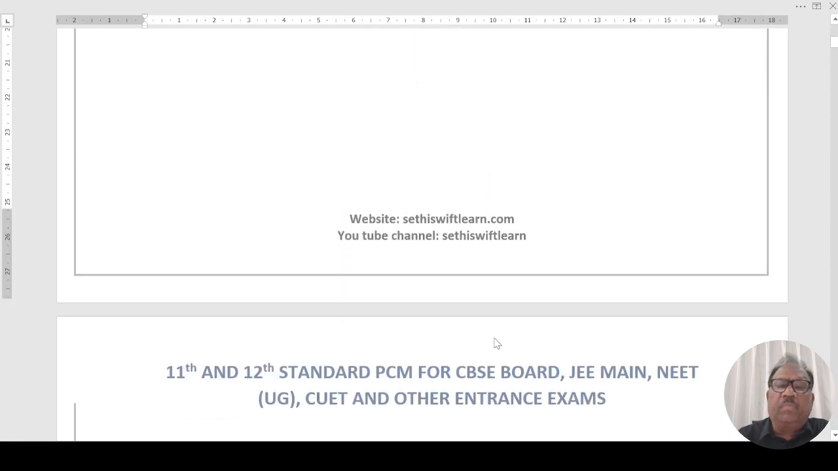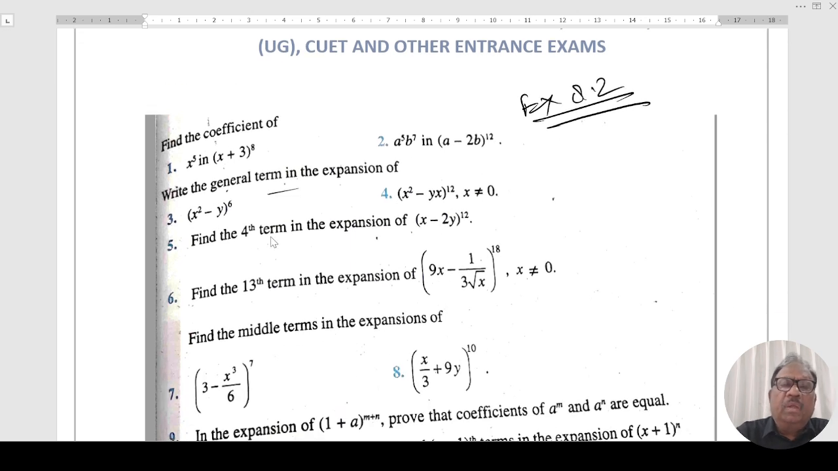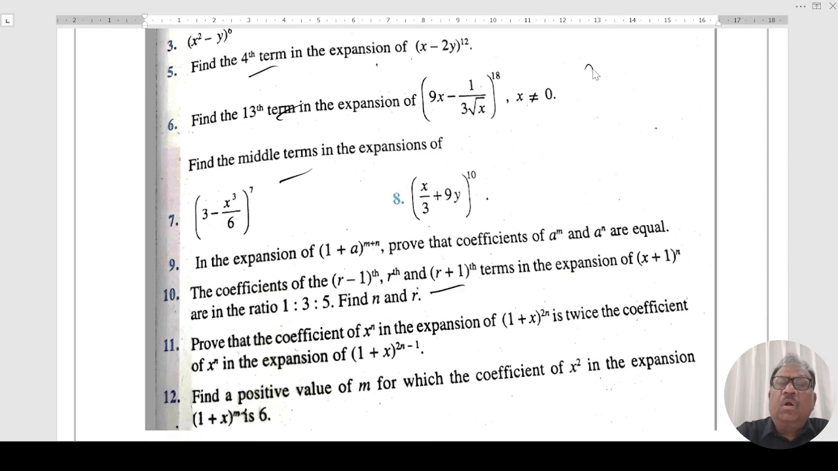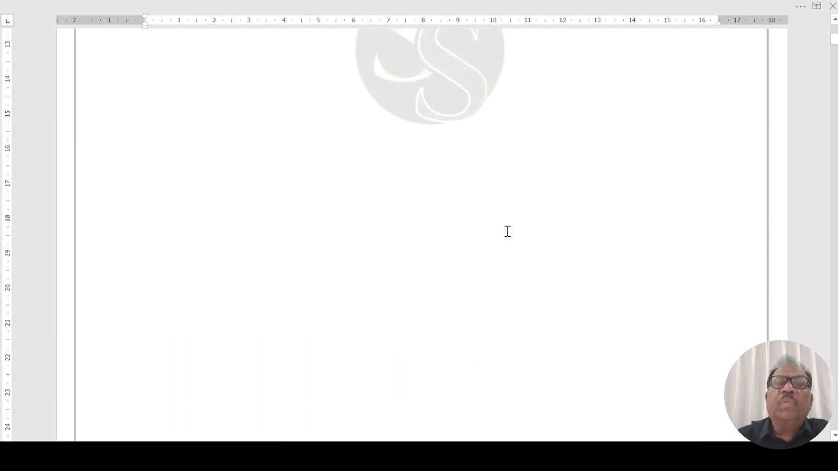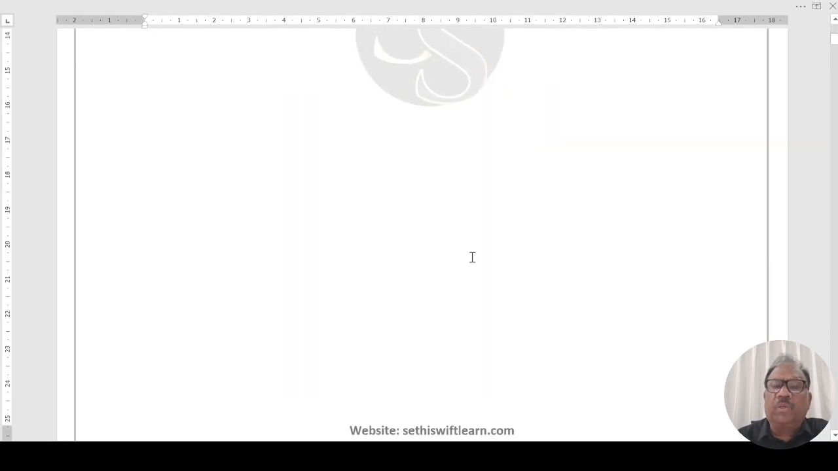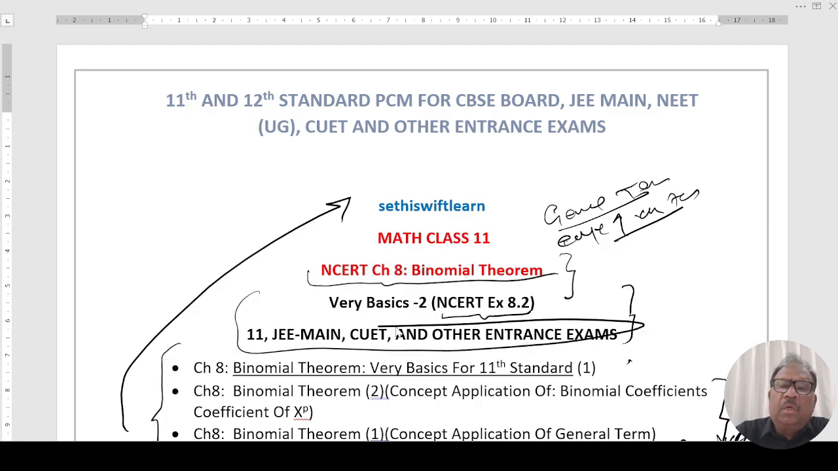Now, as the illustrations are being taken from exercise 8.2, in which the general term, some specific terms, middle terms, and ratio of terms are given, all questions are being solved after clearing the concepts. Right now, I would like to request, as this session is going to be very, very important, please go through the session completely. Now, let's start with the questions and concepts.